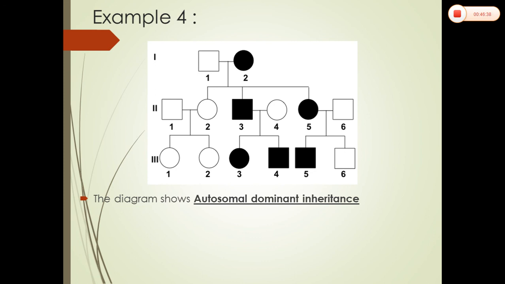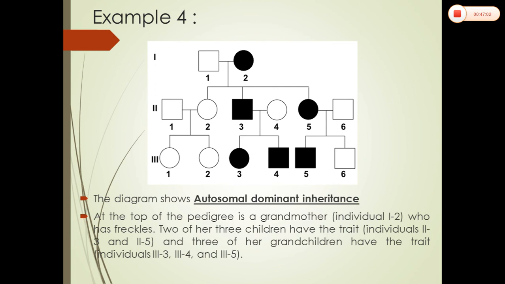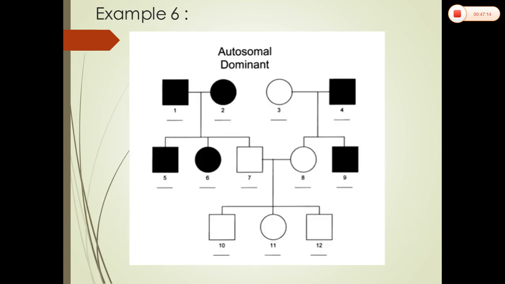So in this pedigree, again the trait appears in every generation. It is dominant. Male and female progenies are equally affected. So it is autosomal dominant inheritance. Again you are going to write the genotypes of all the parents and offspring in all the 3 generations. At the top of the pedigree, the grandmother and grandfather, individuals 1 and 2, have 3 kids. The grandchildren have the trait. So the trait appears in every generation.